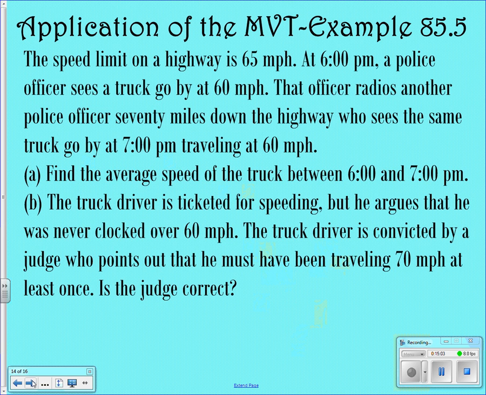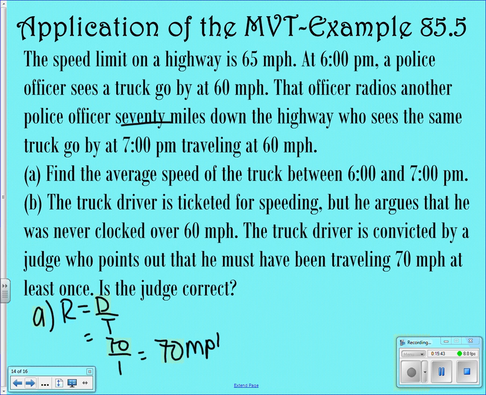So let's look at an application of the mean value theorem. The speed limit on a highway is 65 miles per hour. At 6 p.m., a police officer sees a truck go by at 60 miles per hour. That officer radios another police officer 70 miles down the road who sees the same truck go by an hour later at 7 p.m., traveling again 60 miles per hour. Find the average speed of the truck between 6 and 7 p.m. Well, your average speed is just your rate, which is the total distance you traveled over the time. How far did he go? 70 miles, and it took him an hour. So his average speed was 70 miles per hour.